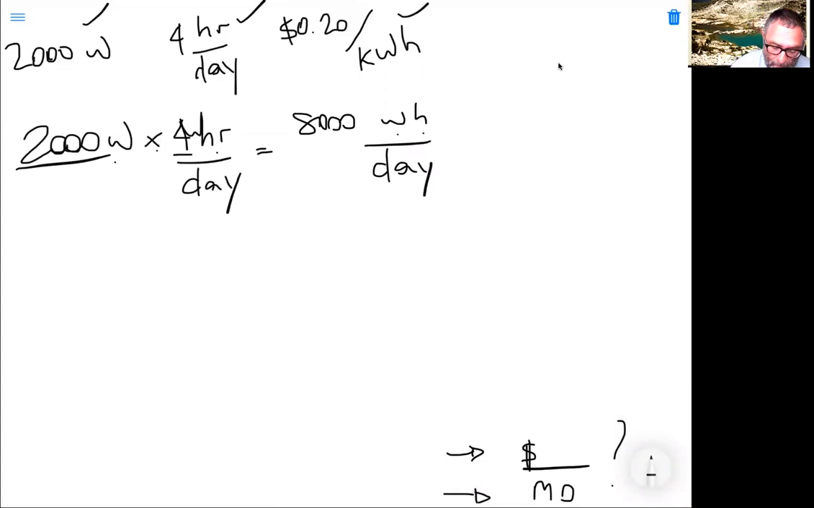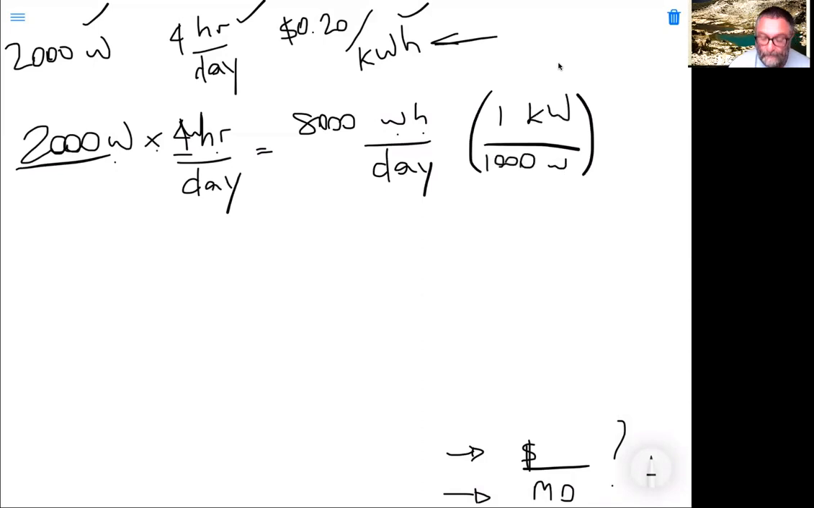Okay. Next, watt hour is not really that useful, right? Because watt hours per day, that's not kilowatt hours. Kilowatt hours would be useful because that would get us to dollars per day. I'll show you what I mean. I know something. I know that a kilowatt is 1,000 watts.